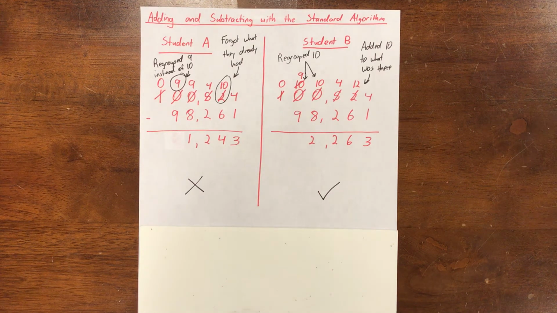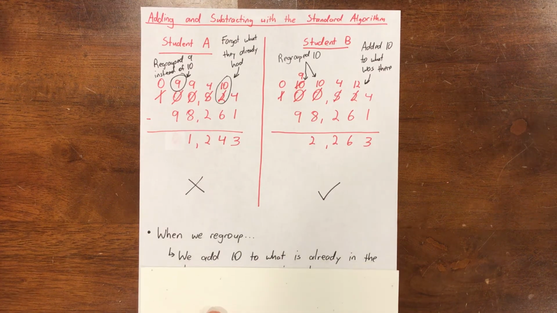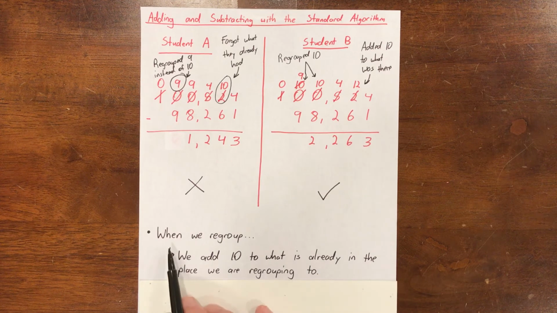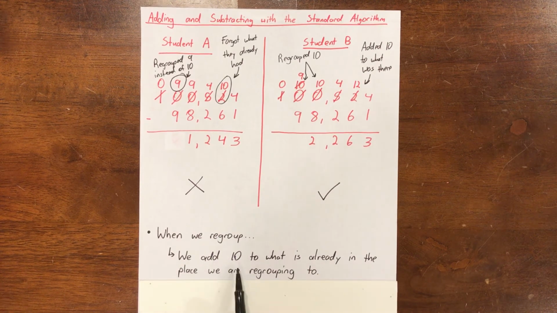So I'm curious, based on this work that we've talked about here, what do you think you need to remember when we're regrouping to a place that already has something in it? Go ahead and say it out loud. Yeah, we add 10 to what is already in that place. Read this with me. I wrote it down to help us remember. Go ahead. When we regroup, we add 10 to what is already in the place we are regrouping to.